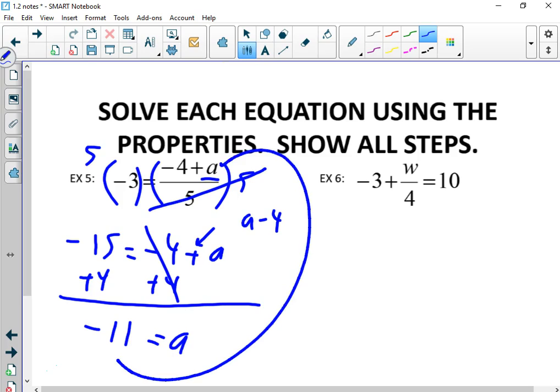Again, we plug that in there. Negative 4 plus negative 11 is negative 15. Divided by 5 is negative 3. My answer checks out.